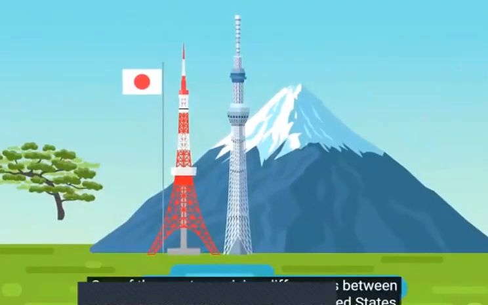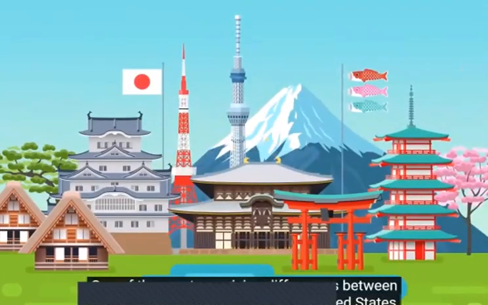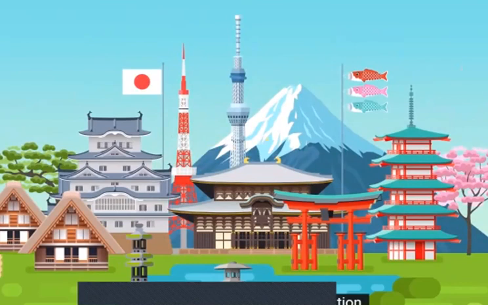One of the most surprising differences between the death row in Japan and in the United States has to do with the general population.